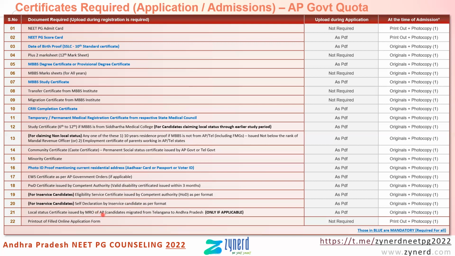The local status certificate is applicable only if you have migrated from Telangana to Andhra Pradesh or vice versa; then get a local certificate from the MRO. These are the certificates that are required. Anything that is mentioned as not required over here is not required for uploading, but at a later point in time may be required during admission. So get those at the time of admissions. These are the certificates required.